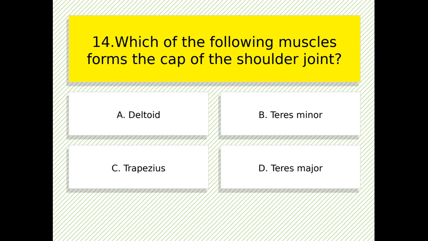If you guys want to jump ahead and go over it, and then we could talk about it in class, let me know. Which of the following muscles form the cap of the shoulder joint? Hey, we all got that one right.